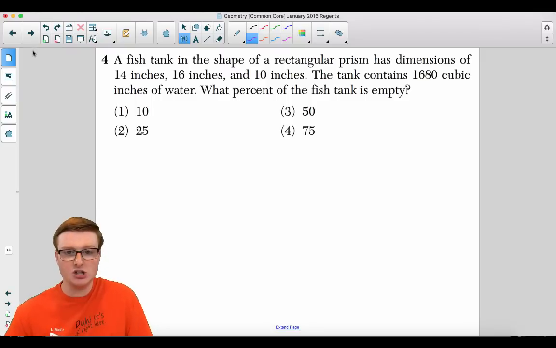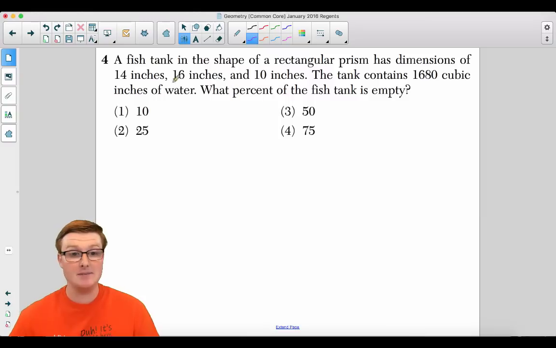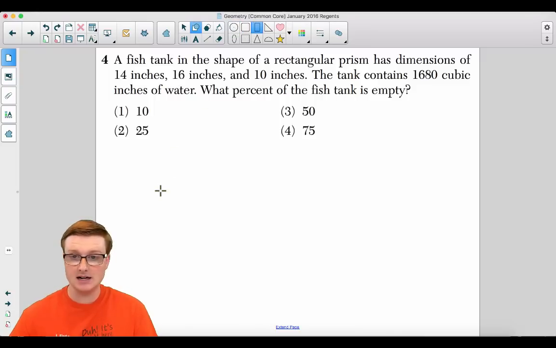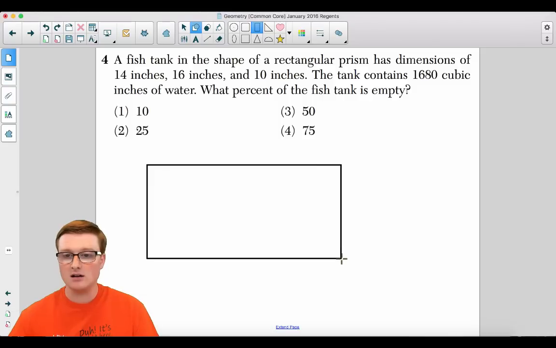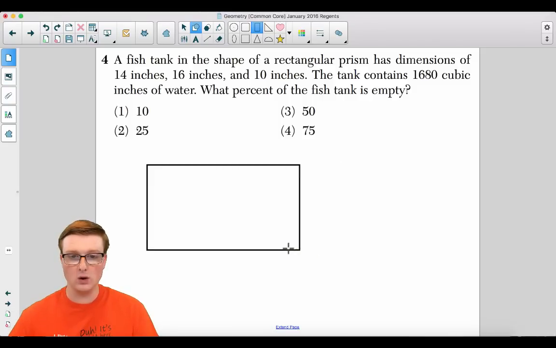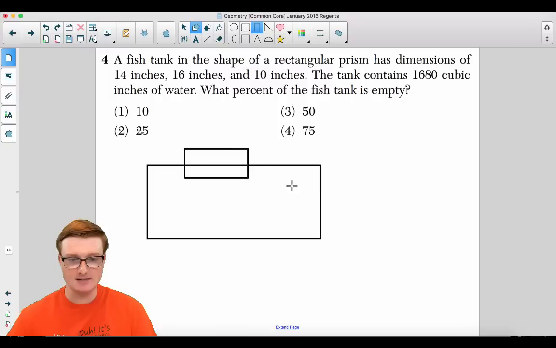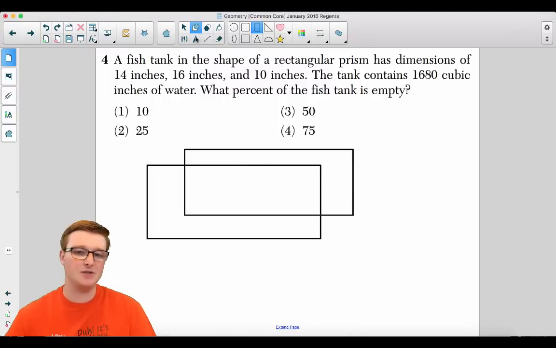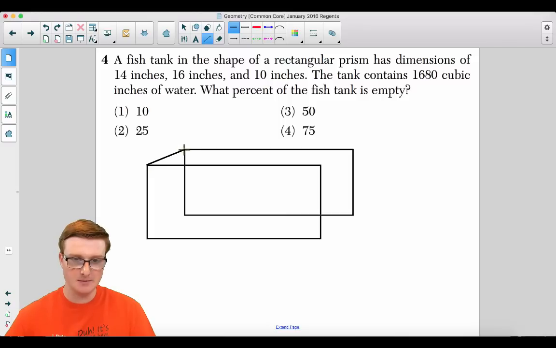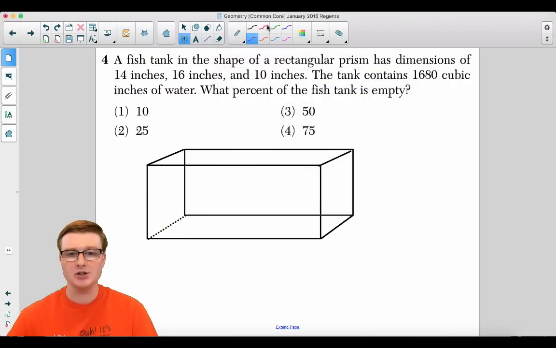Number 4, a fish tank is in the shape of a rectangular prism. In other words, it's a box that has the dimensions of 14, 16, and 10. All right, and it says here the tank contains 1680 cubic inches of water. What percent of the fish tank is empty? So you don't necessarily have to draw a figure, but I always like to because it helps me figure out what I'm doing. I usually encourage drawing figures.